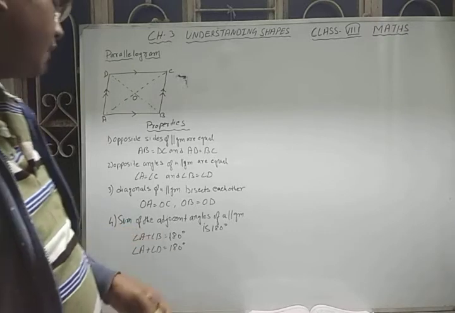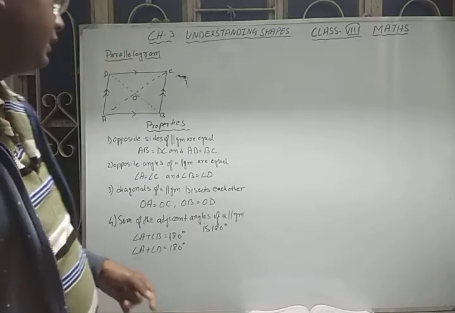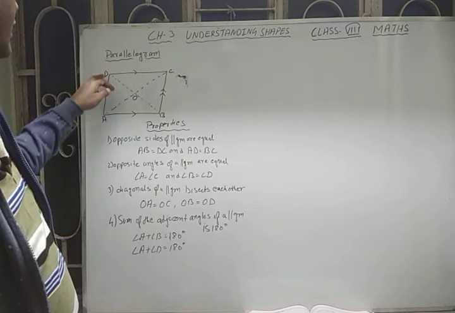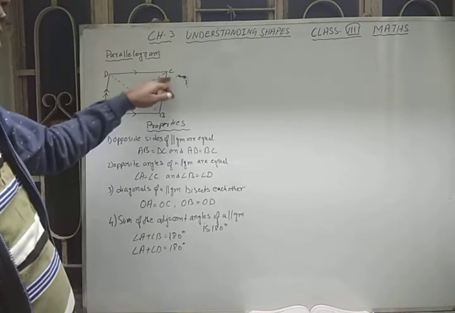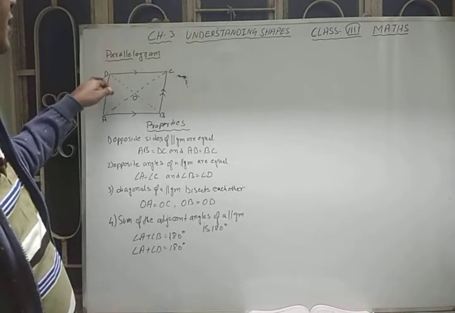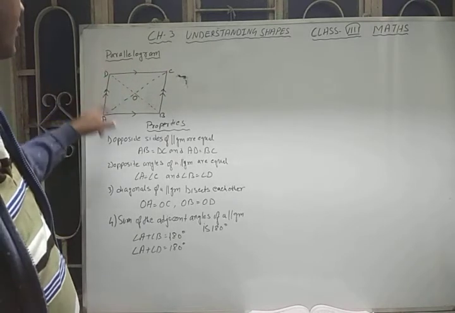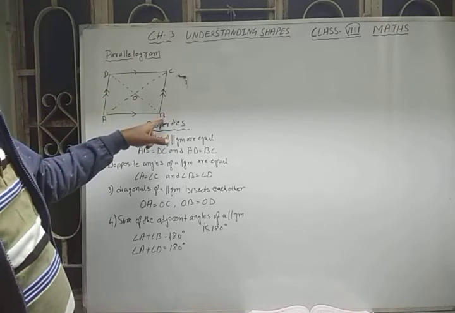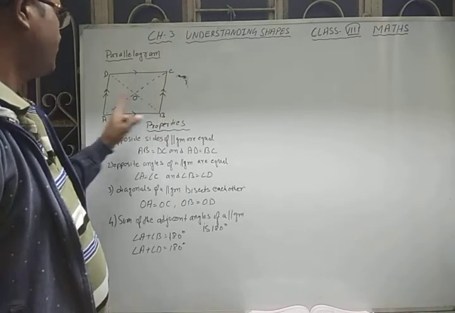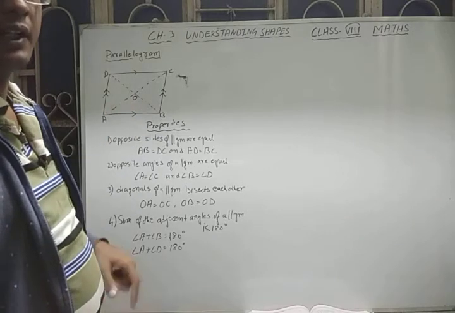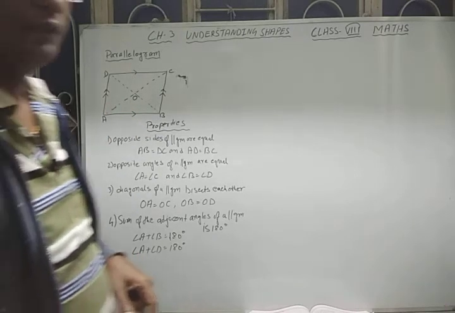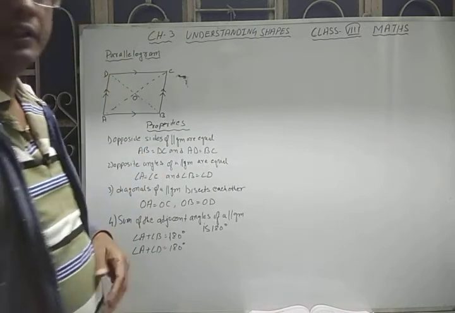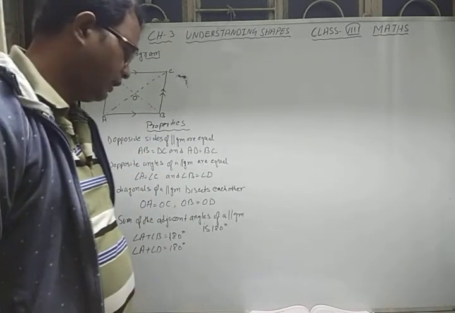The next one is that the sum of adjacent angles of a parallelogram is 180 degrees. Angle A plus angle B is 180, angle A plus angle D is 180, similarly angle B plus angle C is 180 degrees, angle C plus angle D is 180. Why are they 180? Because the opposite lines are parallel to each other. When AB is parallel to CD, if you take BC as a transversal, then this angle plus this angle will be 180, which is co-interior angles. The sum of co-interior angles is 180 degrees if the lines are parallel to each other. So the sum of co-interior adjacent angles is 180 degrees.